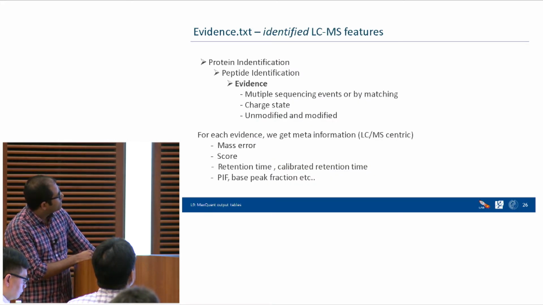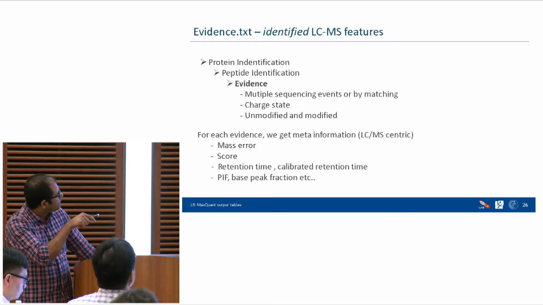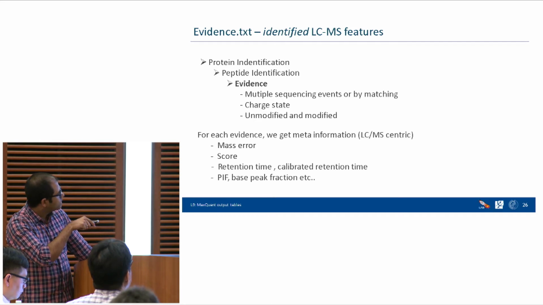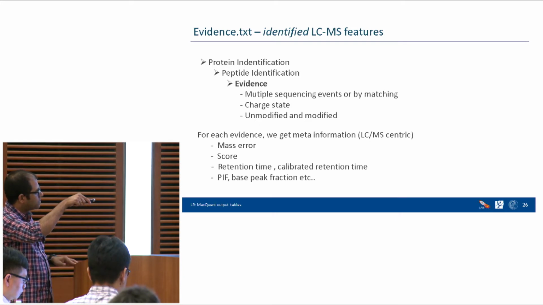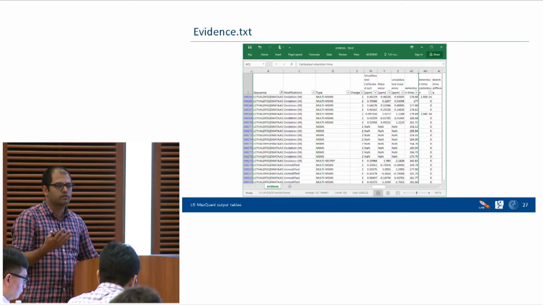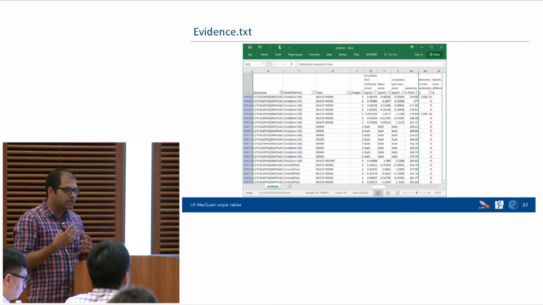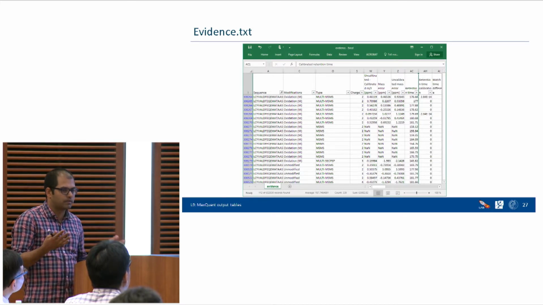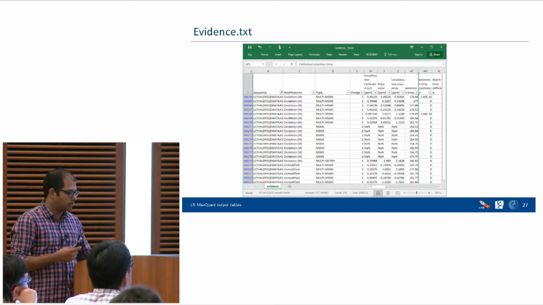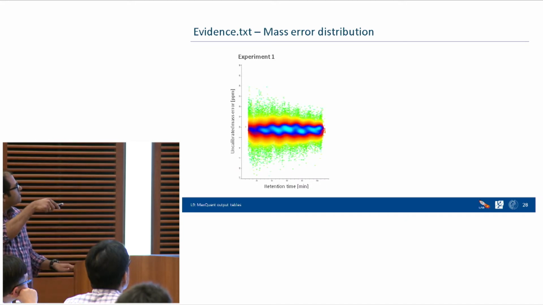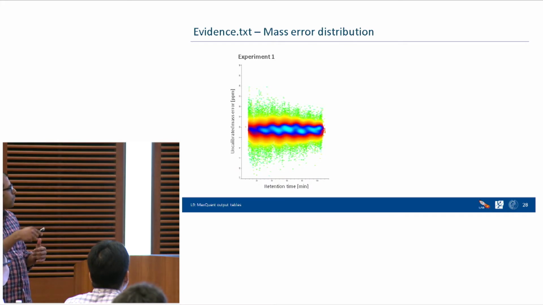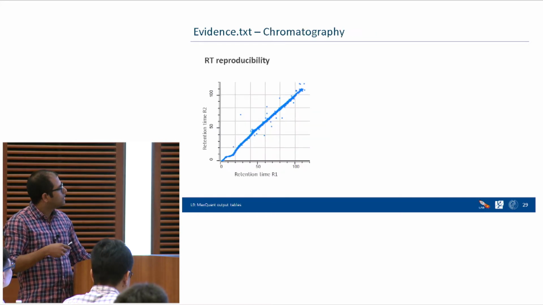Right, so in the evidence table we saw there could be multiple sequencing events and different charge states, unmodified and modified. And then you also have this information: the PIF, the purity of the precursor that you're fragmenting, and the base peak fraction. All this information can be used to see whether we should change the mass spec method, change the intensity threshold of the MS2, or increase the number of MSMS scans and all those things. Yeah, so we can take the mass error that is reported in the evidence table and plot it against the retention time to see if it is systematic or sometimes deviating. So all kinds of investigation can be done from these tables.